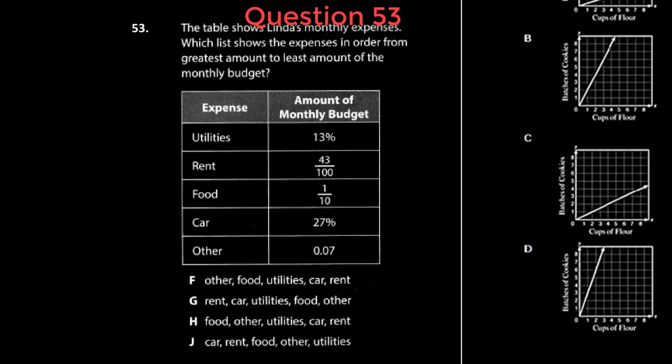Question number 53. To list these numbers from greatest to least, I am going to convert them to decimal form as well. I see some percentages here. You must know that percent is per 100, or a fraction with a denominator of 100. So let's convert these to decimal form by using our TI STAAR.